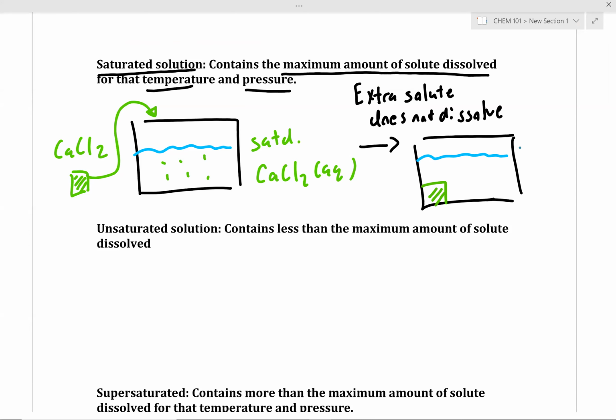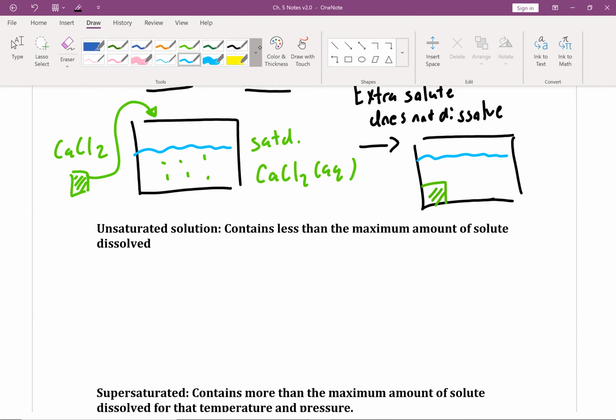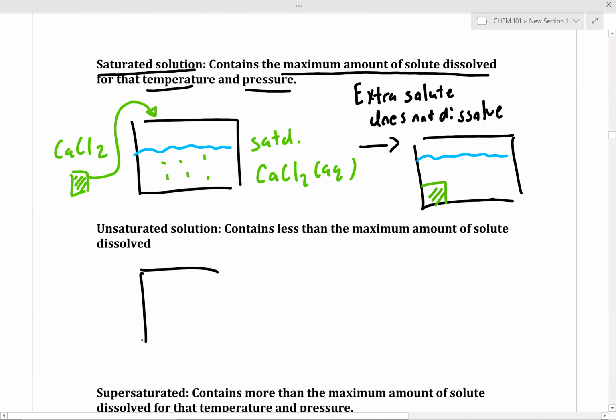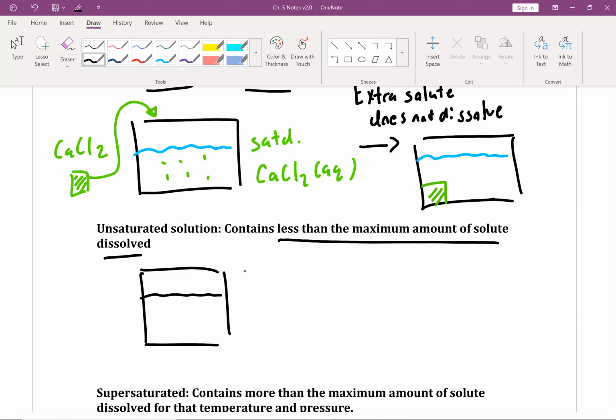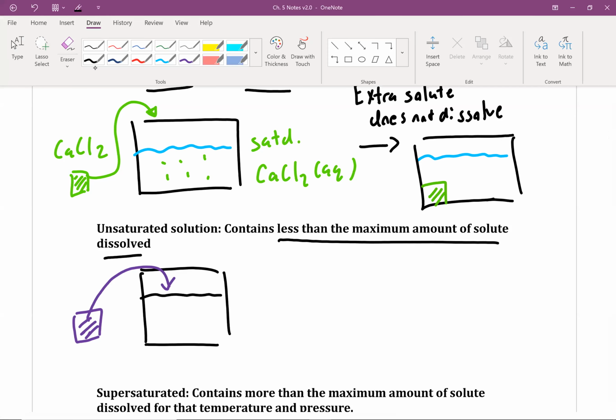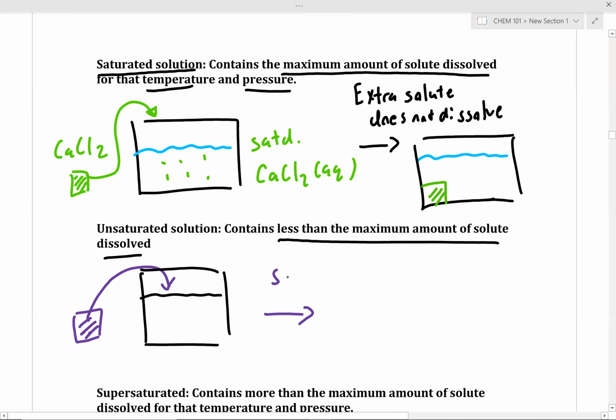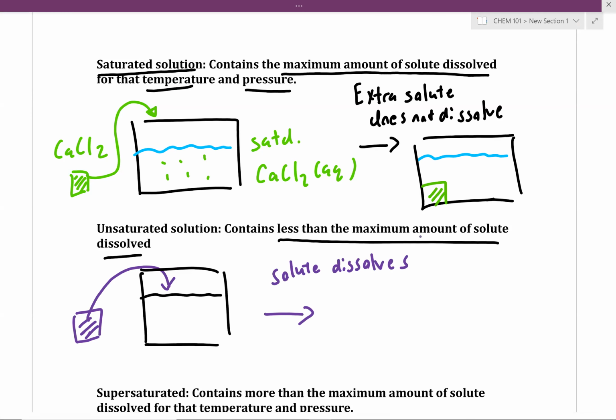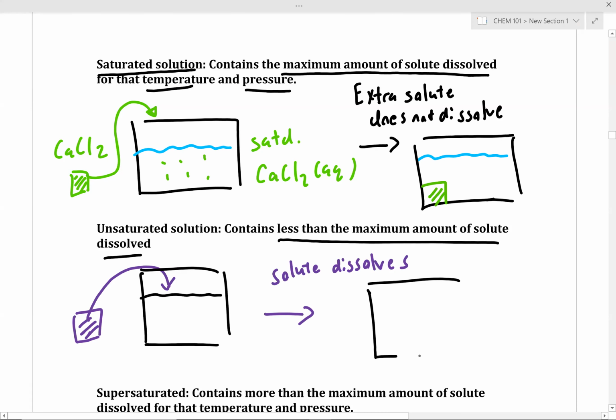Okay. An unsaturated solution, by comparison, contains less than the maximum amount of solute dissolved. So the key way that we can detect an unsaturated solution is if I try adding solute. If I try adding more solid to my solution, will it dissolve? Yes. Okay. And we get this nice, clear solution with no solids sitting at the bottom.